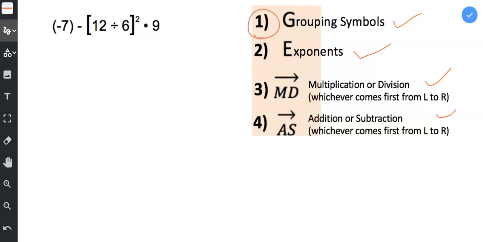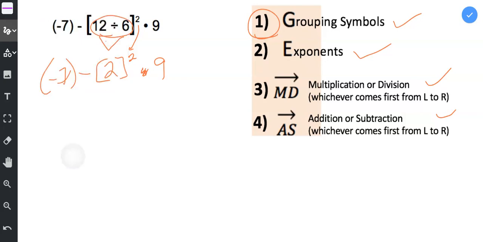Number 1, grouping symbols. I see inside this set of grouping symbols 12 divided by 6. So I circle this, that's what I'm working on. 12 divided by 6 is 2. And then I carefully copy the rest of the problem. So I see a little 2 at the top here, which is called a power or an exponent. I copy down the multiplication sign, times 9, and then I copy down the subtraction and this -7 in the front.